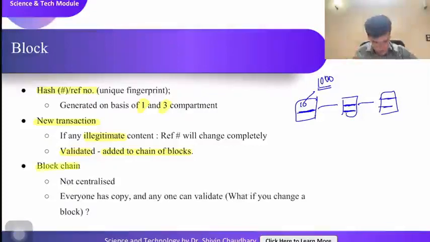Okay, so blockchain is not centralized. There cannot be illegitimate content. Everyone has a copy and anyone can validate, right? Anyone can validate means when a new transaction comes, anyone can look at the previous set and see कि अच्छा यार इतना बैलेंस है भी सही इनके पास, अगर है मैं तभी नए ब्लॉक को अपनी चेन में डालूंगा, नहीं तो ये चेन यहीं पे खत्म है, I am not adding this new block.